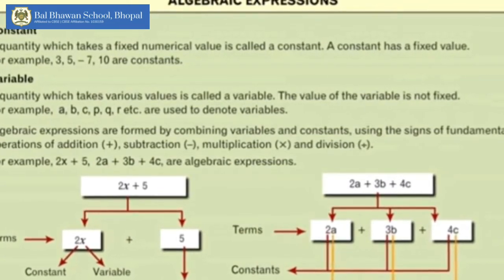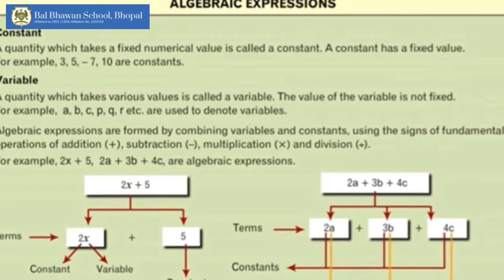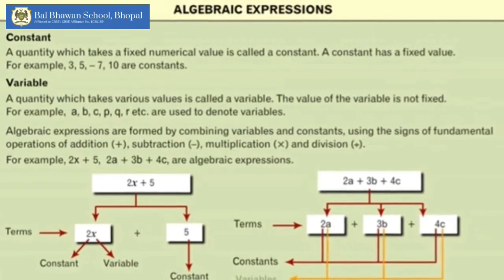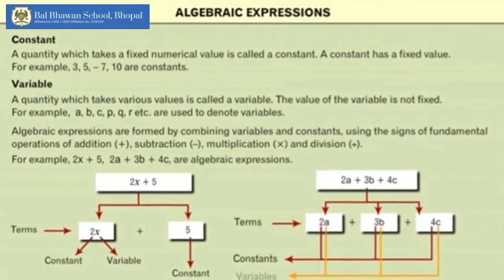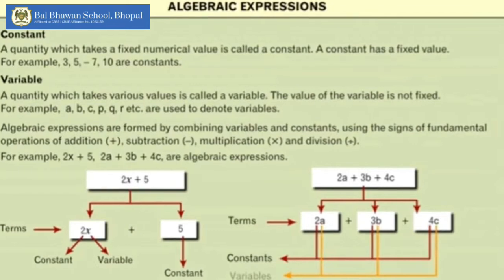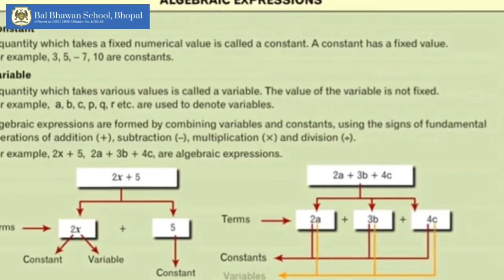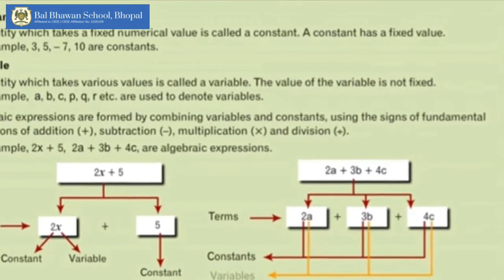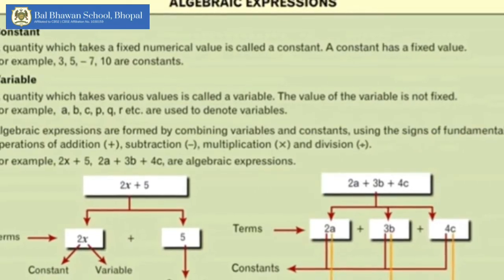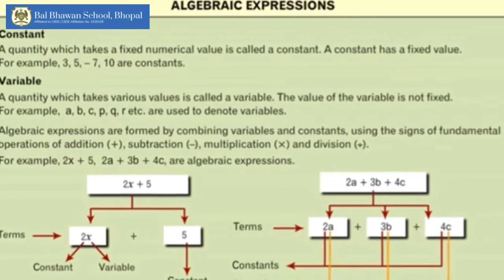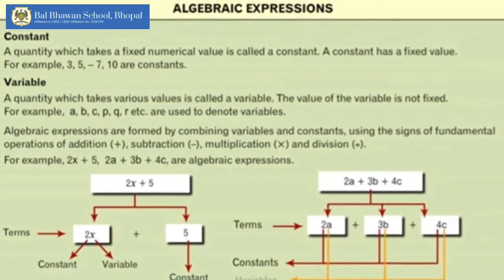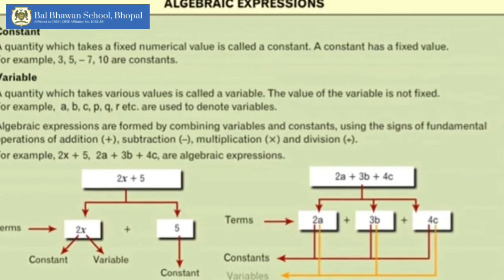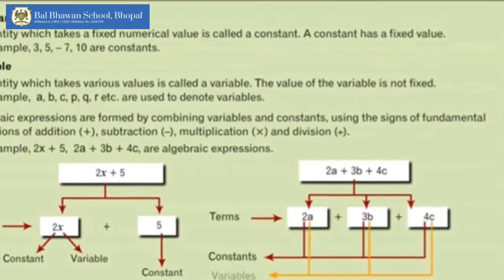Examples. Let's see an example of 2x plus 5. In this, 2x is one term and 5 is another term. Whereas 2x can be written as 2 as constant and x as variable, and 5 is a constant. Similarly, in 2a plus 3b plus 4c, we have three terms: 2a, 3b and 4c. 2, 3 and 4 are constants and a, b and c are variables.